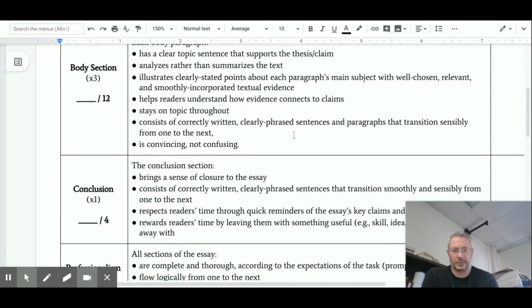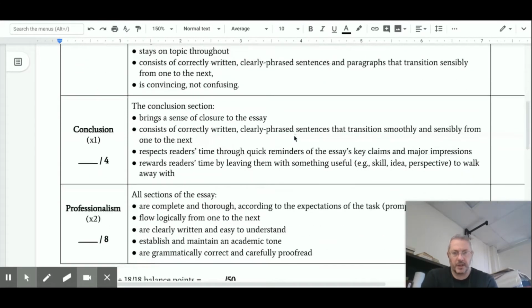We can look at the conclusion. What does a conclusion do? What does it do for the reader? What does it do to the reader? What does it allow the writer to do? Respects readers' time through quick reminders of the essay's key claims.